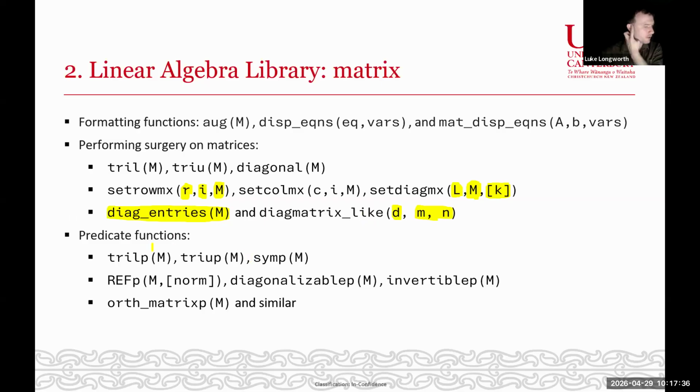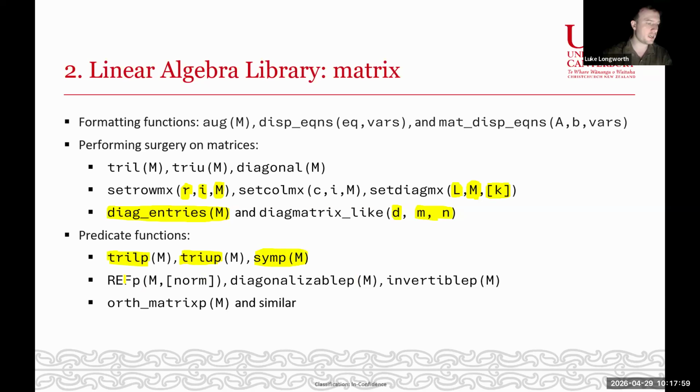Then lastly, we've got these predicate functions, which I will talk a little bit more about. No surprises, we have trilp and triup: are our matrices lower or upper triangular? We've already seen diagp, that was one of the predicate functions in the previous slide. And then there is simp to check whether something is symmetric. Again, some of these are very easy to do. Symmetric, is it equal to its transpose?